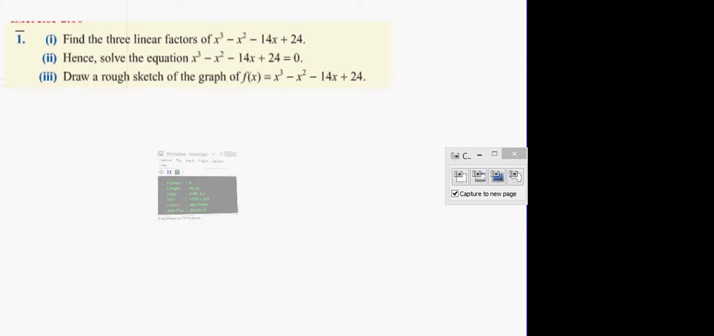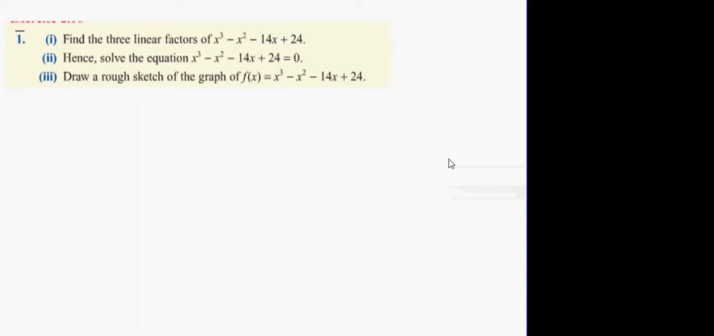Three linear factors of x cubed minus x squared minus 14x plus 24. To find factors, we first have to find roots, okay? So 24, what we do is we break 24 up into its factors. So I've got to try 1, that's 1 and minus 1, 2 and minus 2, 3 and minus 3, they both go in.